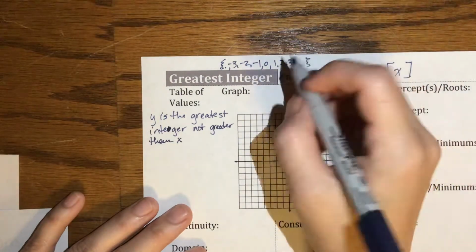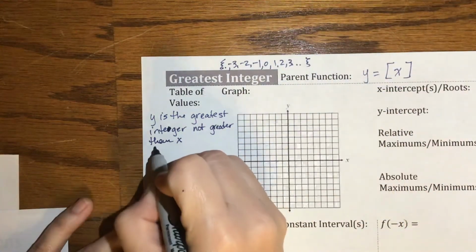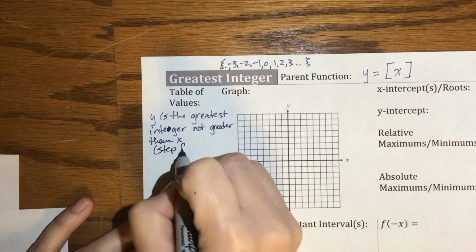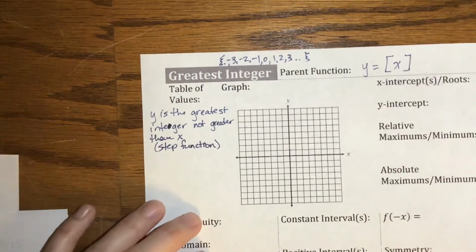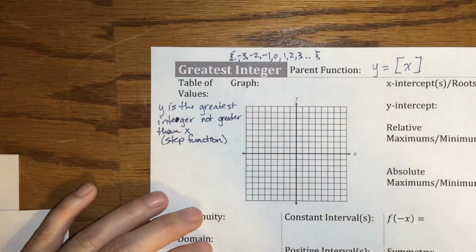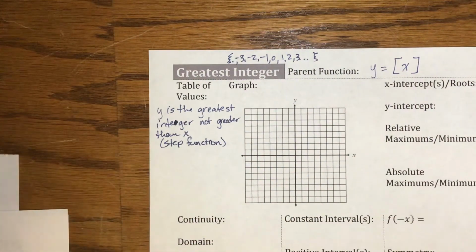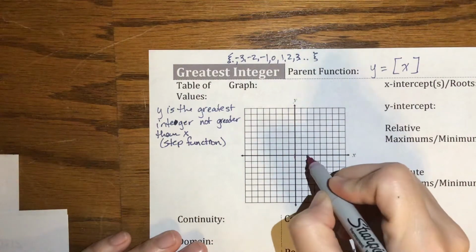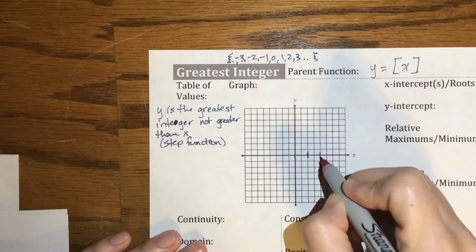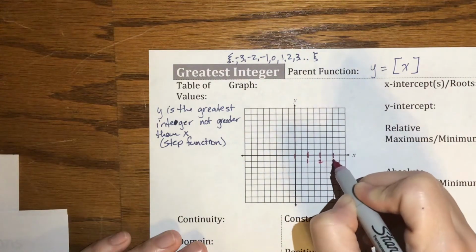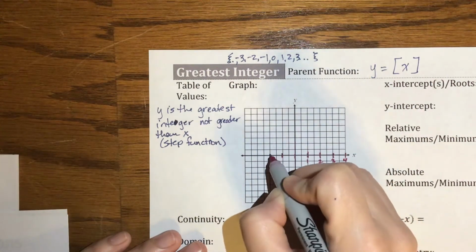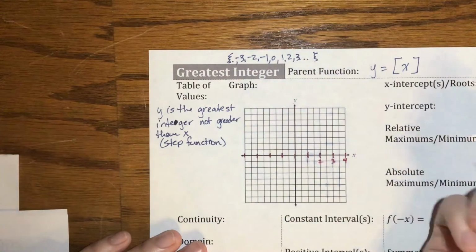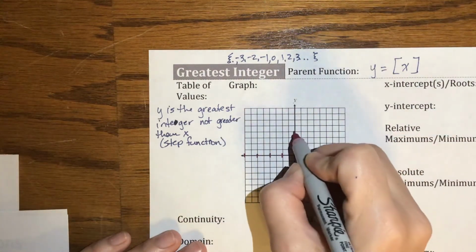And this is a step function. You'll see why it's called a step function in a minute. Now I'm going to change my scale just to make our graph easier to look at. I'm going to go every 2. So 0, 1, 2, 3, 4, and then -1, -2, -3, -4. And I'll do the same on the y.